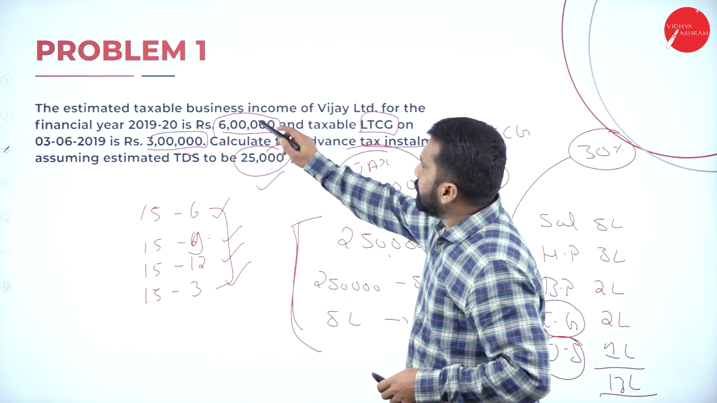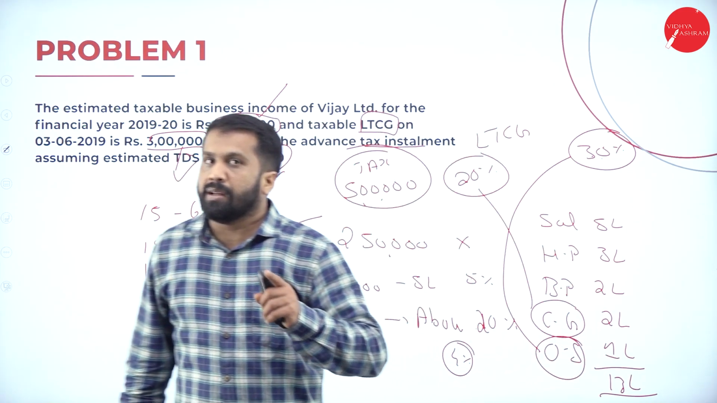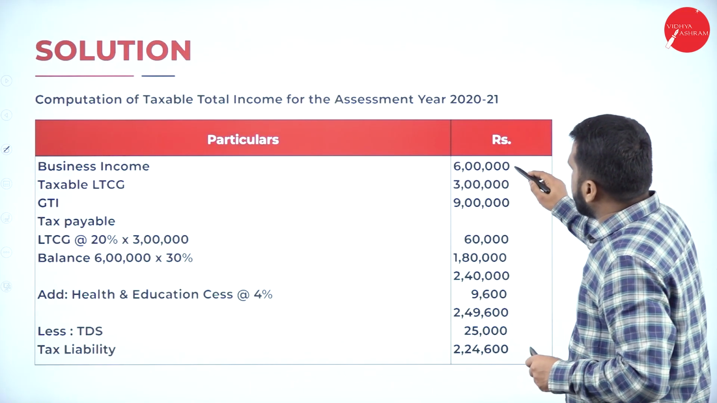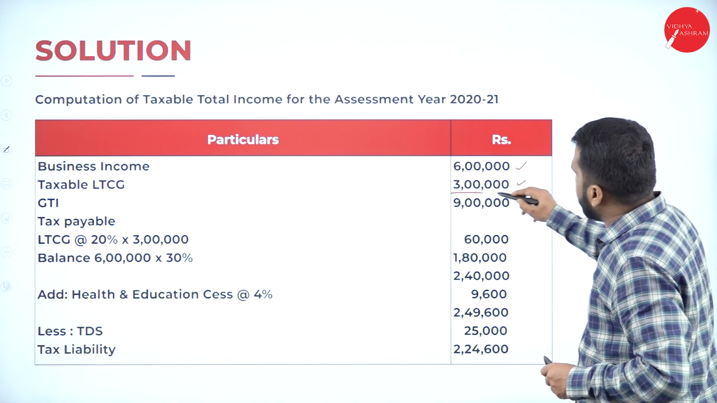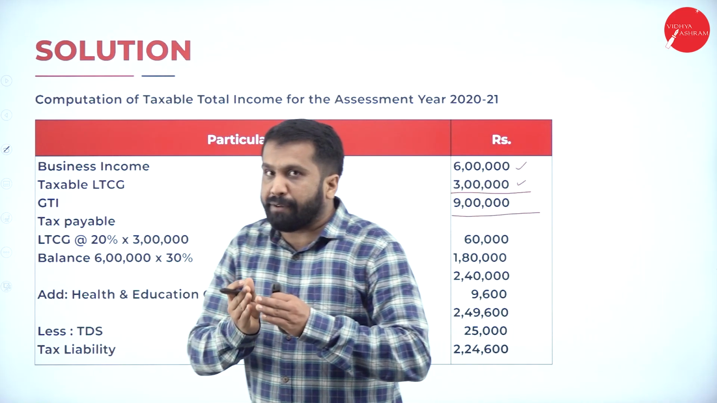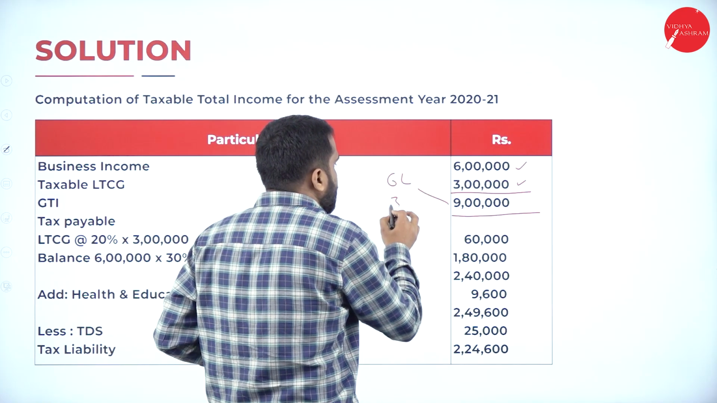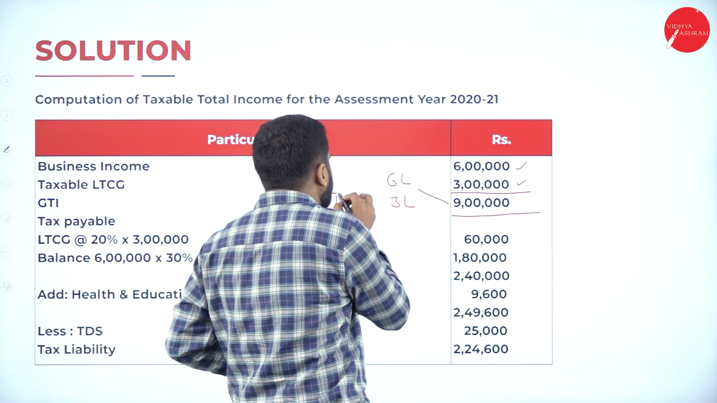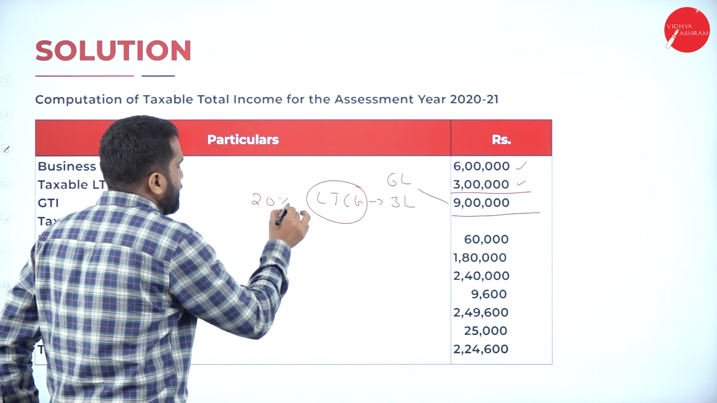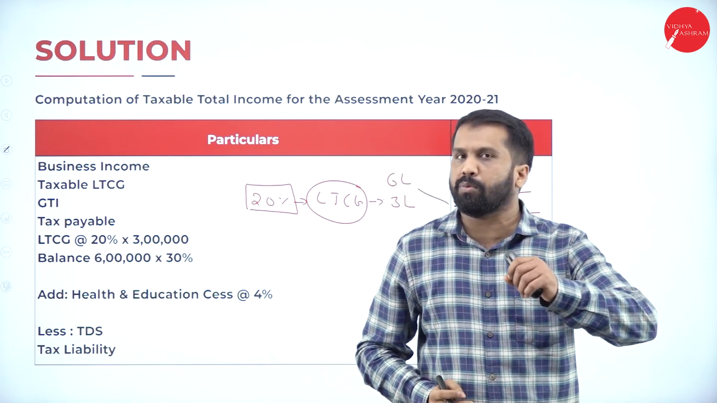Good. Now, what is your income? 6 lakh your business income, and 3 lakh is your long-term capital gain income. Remember, long-term capital gain you cannot club with this. You have to do it separately. Business income 6 lakh, long-term capital gain 3 lakh. 6 plus 3 is how much? 9 lakh. Now, you have to bifurcate. You cannot calculate tax on 9 lakh, because in this 9 lakh, 6 lakh separate, 3 lakh separate, because this is long-term capital gain. Long-term capital gain, always what is the percentage? Always remember the percentage is 20%.